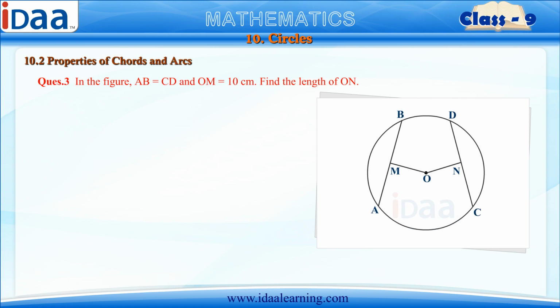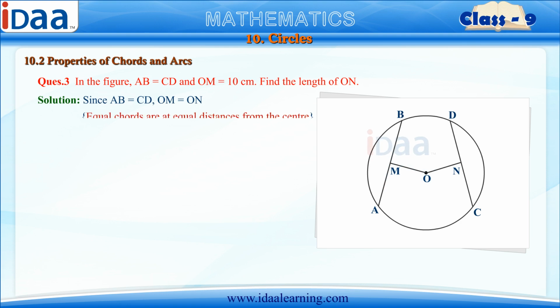Question 3. In the figure, AB is equal to CD and OM is equal to 10 centimeters. Find the length of ON. Solution. Since AB is equal to CD, OM is equal to ON. Equal chords are at equal distance from the center. Thus, ON is equal to OM is equal to 10 centimeters.